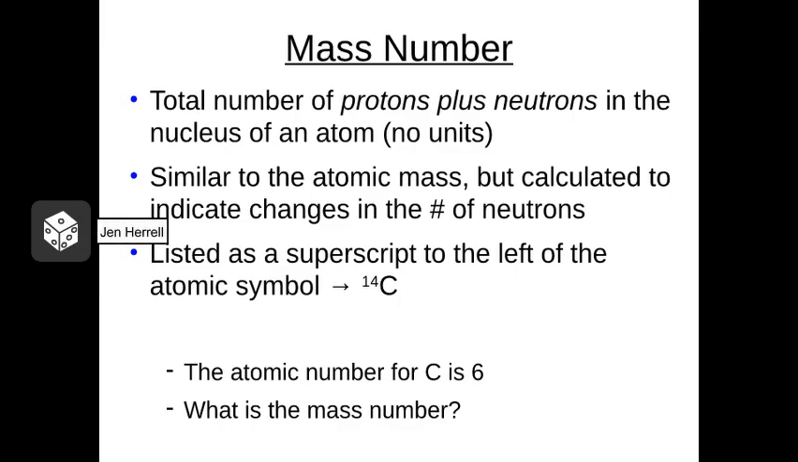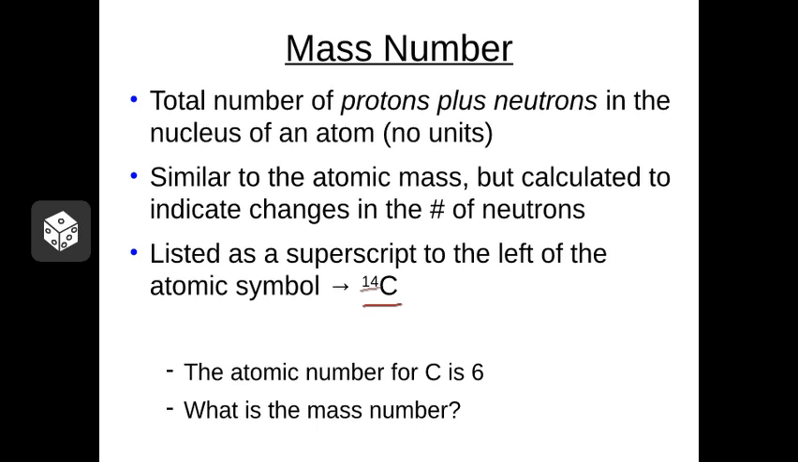Another number that's used to represent isotopes is called the mass number. Now the mass number is a rough calculation. It represents the number of protons plus neutrons in the nucleus. So it's the number of things that are found in the nucleus. The mass number is represented as a superscript to the left of the atomic symbol. So for instance, this isotope of carbon is called carbon-14.